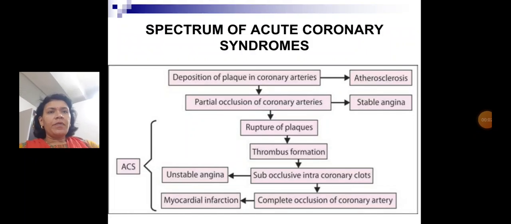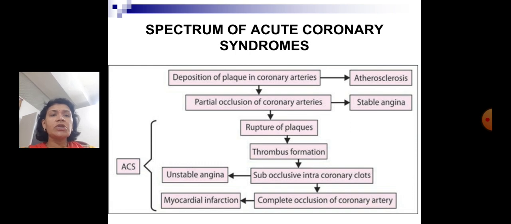So the spectrum of acute coronary syndromes. There is deposition of plaque in the coronary arteries, that is atherosclerosis. There can be partial occlusion of the coronary arteries leading to stable angina, chronic stable angina. Sometimes the plaque can rupture and there can be thrombus formation and subocclusive intracoronary clots, which leads to unstable angina. And complete occlusion of the coronary artery will result in myocardial infarction. So this is the spectrum of acute coronary syndrome.